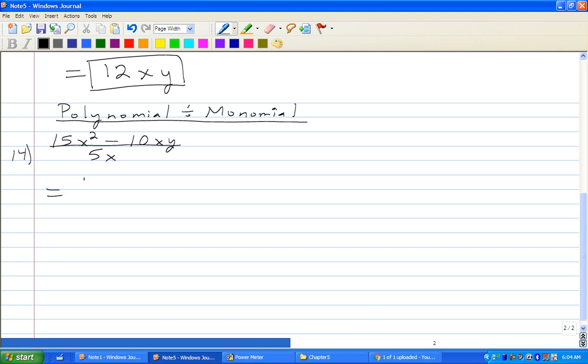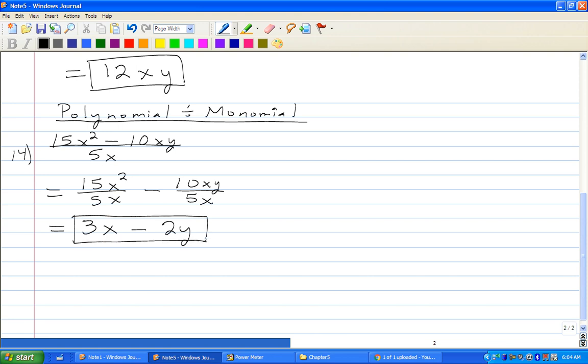So let me divide each of these terms, 15x squared and 10xy, by 5x. 15 divided by 5 is 3. X squared divided by x is x. 10 divided by 5 is 2. Xy divided by x is just y. The x's cancel. And so you just get 3x minus 2y.